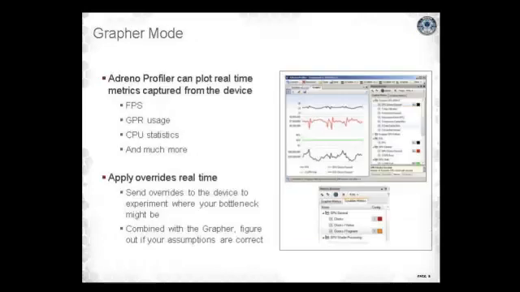In the Grapher mode, you can plot a number of different metrics that are captured in real time from the device. This includes, of course, frames per second, how well you are using GPRs, and if it's stalling based on those, various CPU statistics, and a lot of different GPU statistics. In addition to that, in conjunction with those metrics that you're monitoring, you can apply overrides in real time and see what kind of an impact they have on those metrics. So for instance, you can disable pieces of the pipeline or force certain states and see what kind of an impact that has on your frame rate.